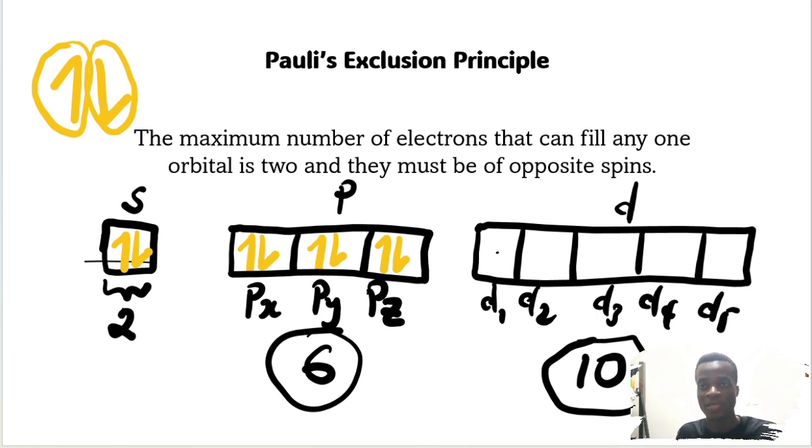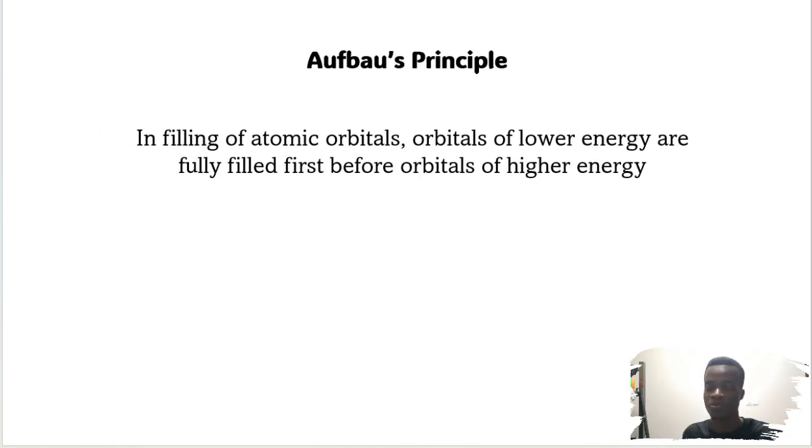So at the Pauli level, we know that the maximum number of electrons that can fill these orbitals is 2, and they must be of opposite spins. As simple as that. And we understand what we mean by opposite spins. When one is going up, the other is going the other way, the opposite direction. Okay, now let's go to the second one, which is Aufbau's principle.